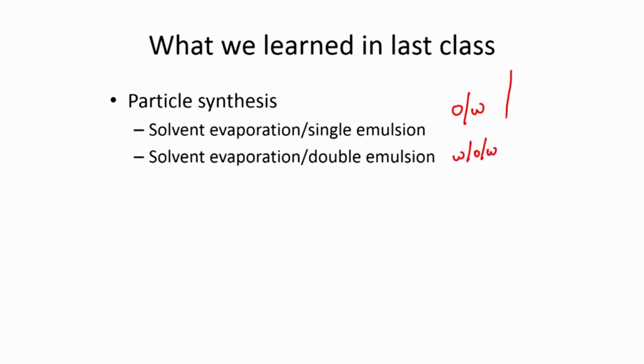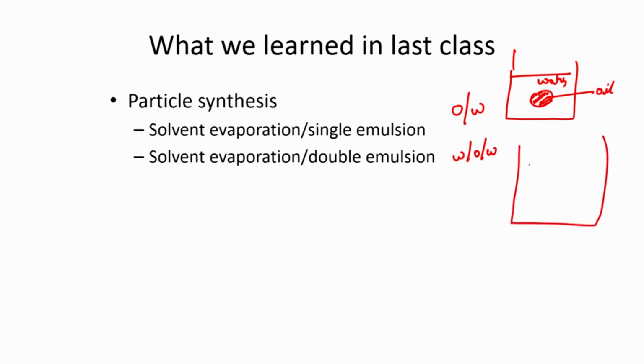Essentially, if I draw this schematic, you will have water on the outside and oil on the inside, whereas in the water in oil in water it is a double emulsion process in which again you will have water outside, and then you will have an oil phase which is then encapsulating water. Those are the few things we talked about.